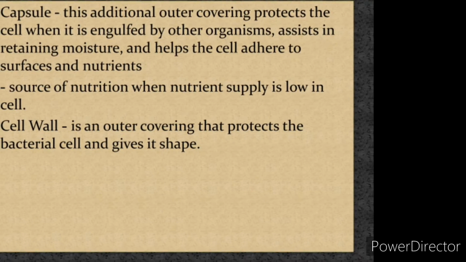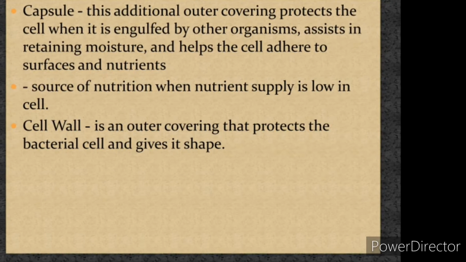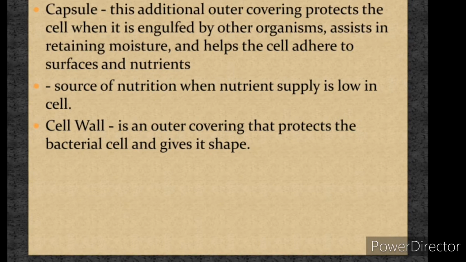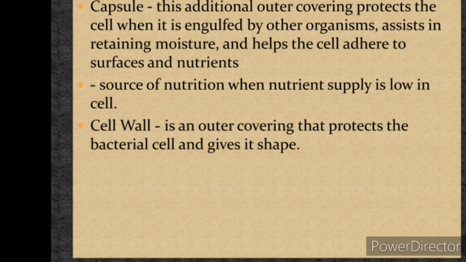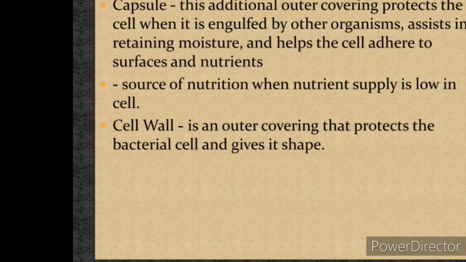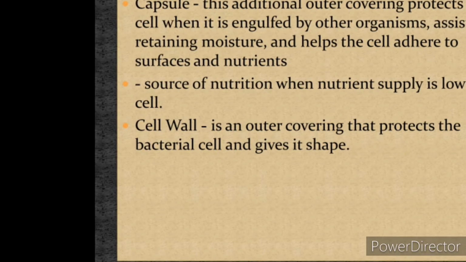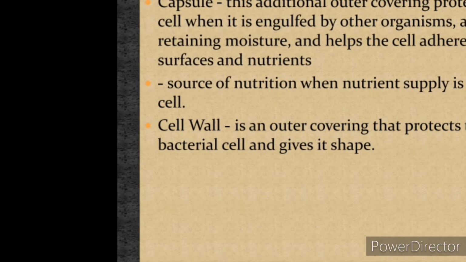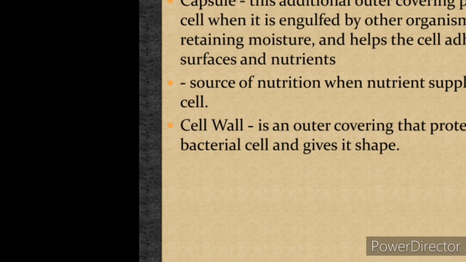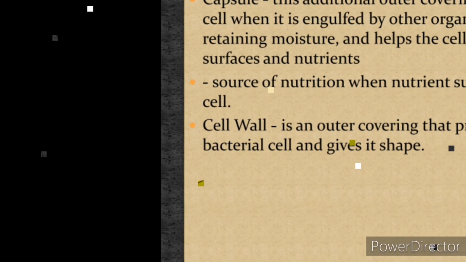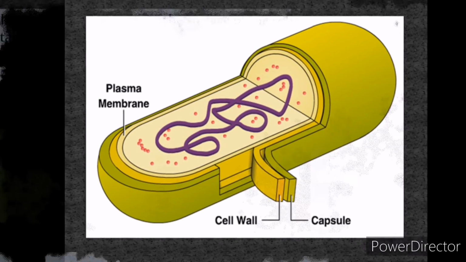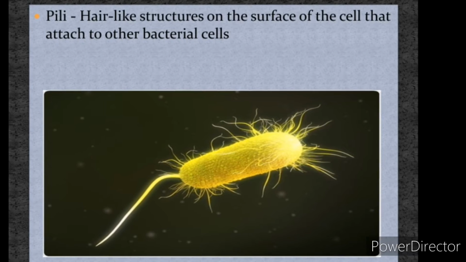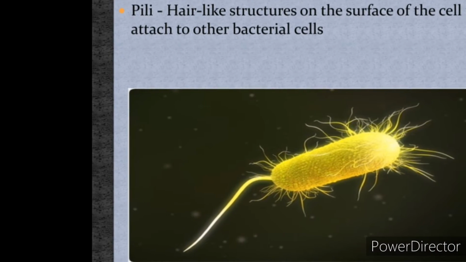Capsule. This additional outer covering protects the cell when it is engulfed by other organisms, assists in retaining moisture, and helps the cell adhere to surfaces and nutrients. It is also a source of nutrition when nutrient supply is low in the cell. Cell wall is an outer covering that protects the bacterial cell and gives it shape. It includes plasma membrane, cell wall, and capsule. Pili, hair-like structures on the surface of the cell that attach to the other bacterial cells.